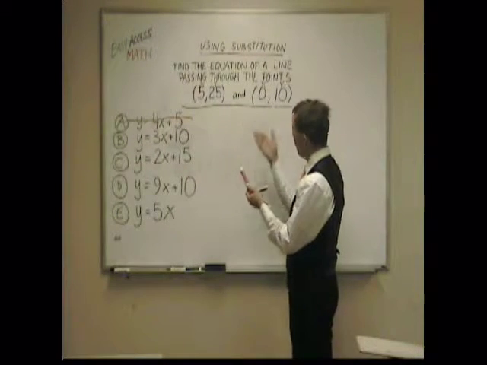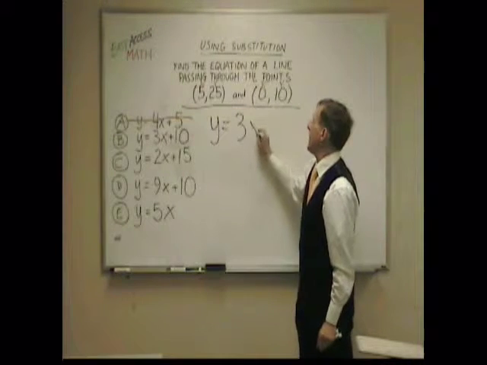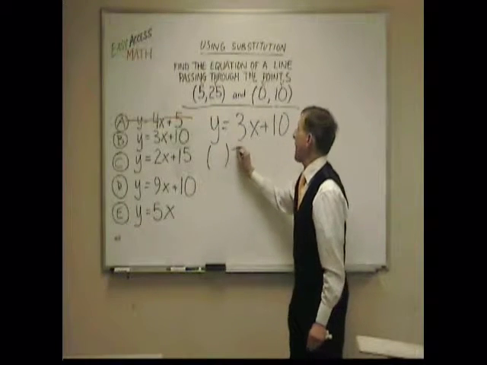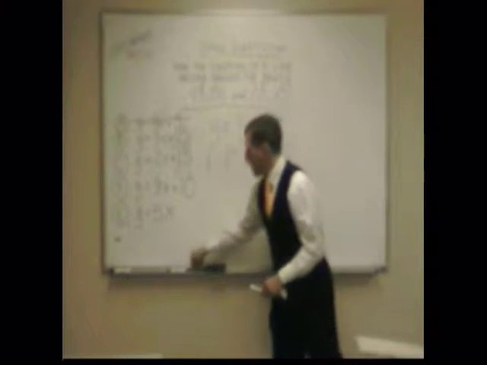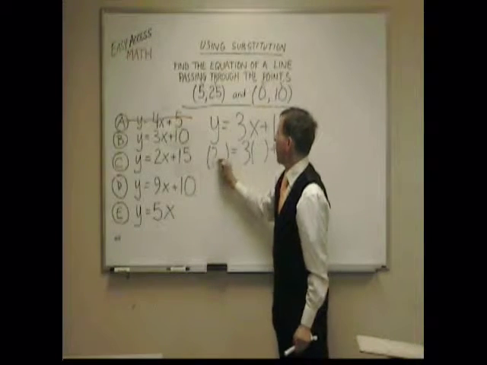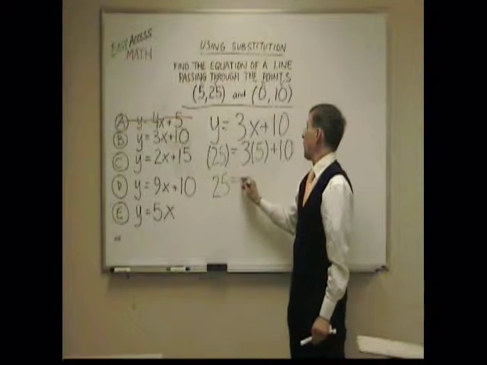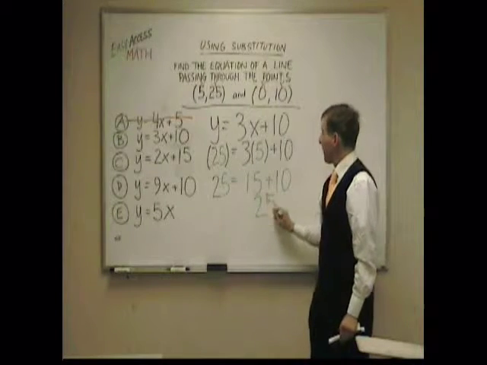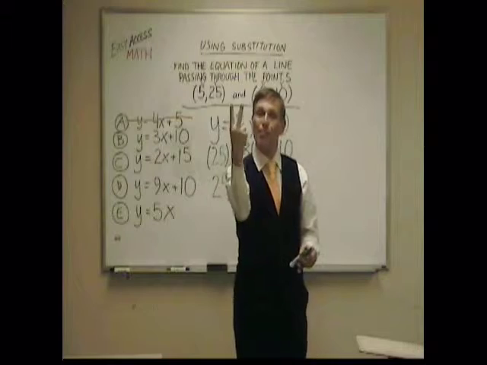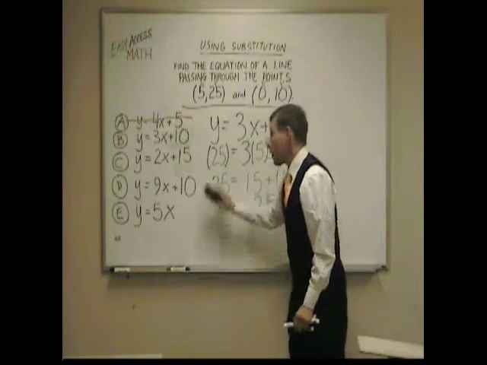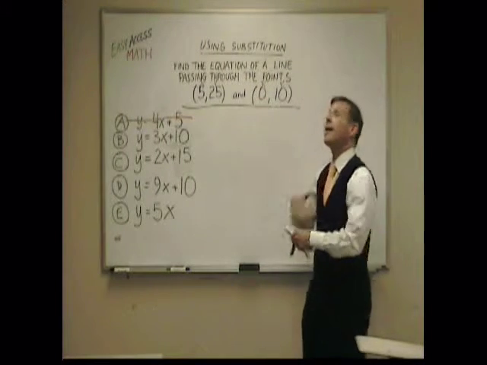Let's try B. Let's substitute for B now. B is y equals 3x plus 10. I'll make room to substitute now using the numbers. And let's take a look. I have 25 for the y equals 3 times 5 plus 10. 25, 3 times 5 is 15. 15 plus 10. Wow, that works. It's 25. It works again for the first point. But as we know from choice A, that doesn't mean it's the answer. It has to work for both coordinates, for both points. So now, it did work for one. I'm halfway there.